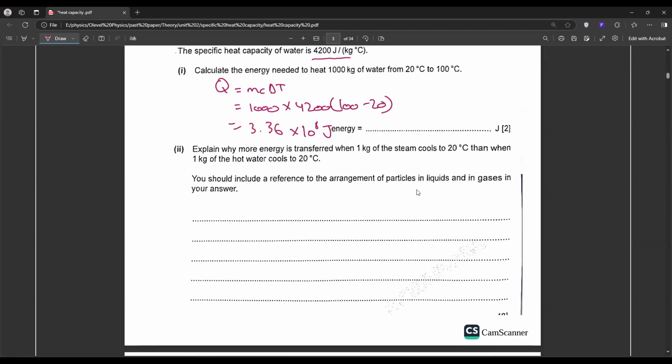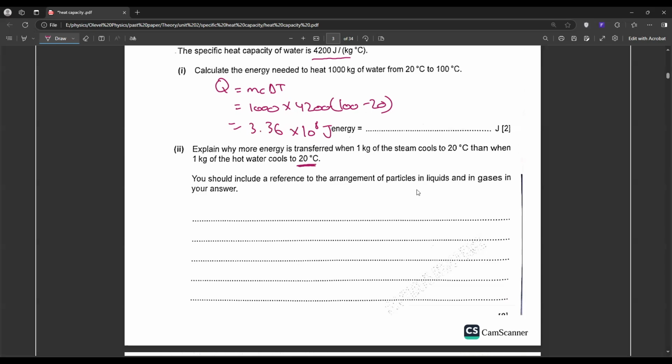Explain why more energy is transferred when 1 kg of steam cools to 20 degrees centigrade than when 1 kg of hot water cools to 20 degrees centigrade. You should include a reference to the arrangement of particles in liquid and in gases in your answer.